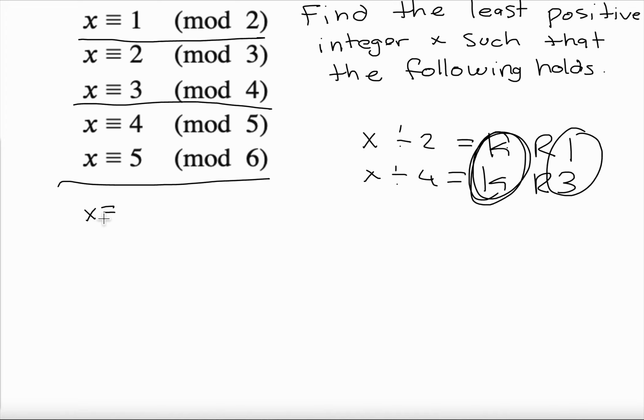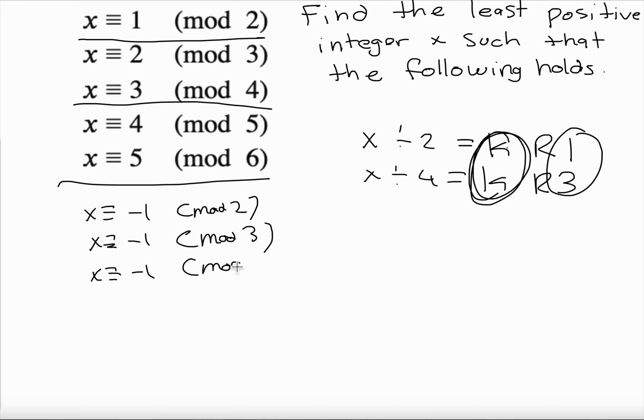What I'm going to do is x is congruent to minus 1 mod 2. And then x is congruent to minus 1 mod 3. x is congruent to minus 1 mod 4. x is congruent to minus 1 mod 5, x is congruent to minus 1 mod 6.